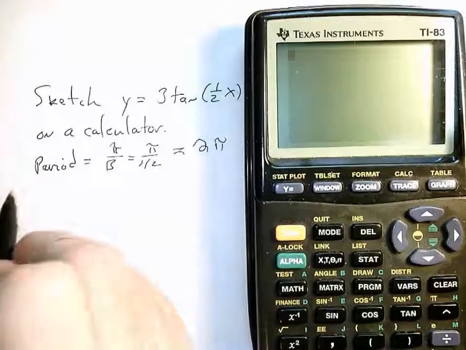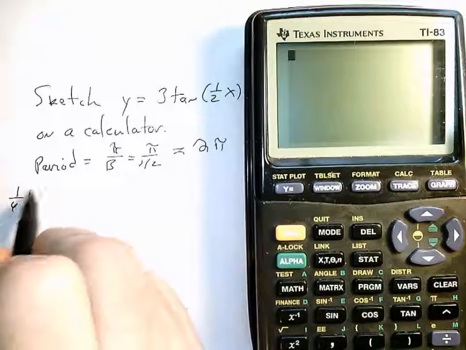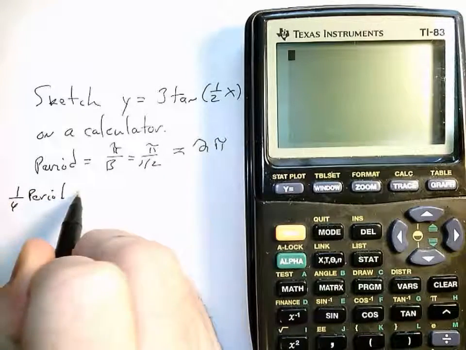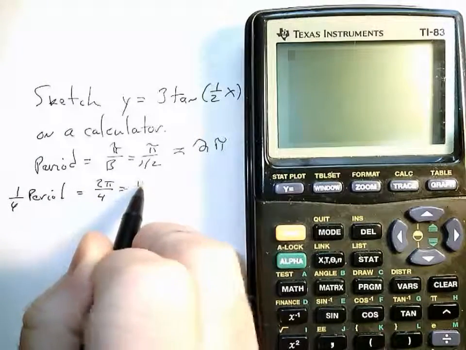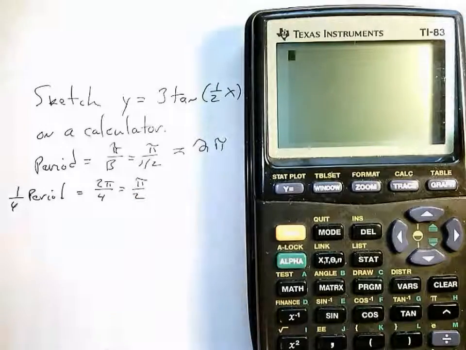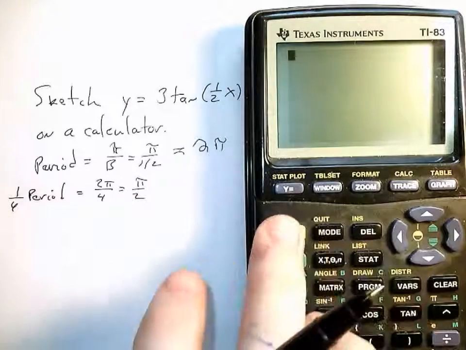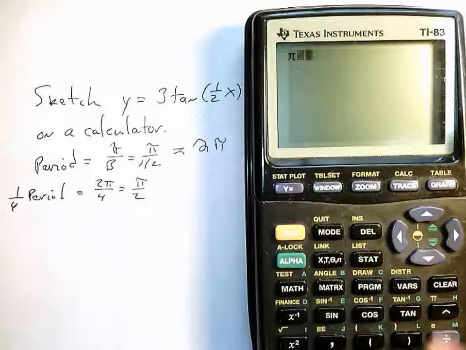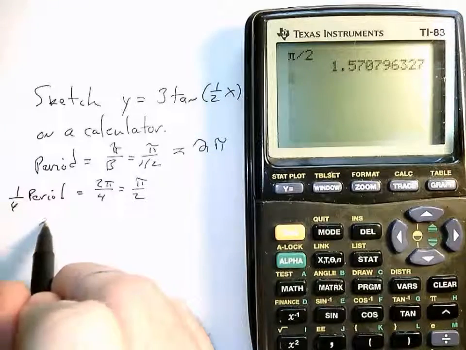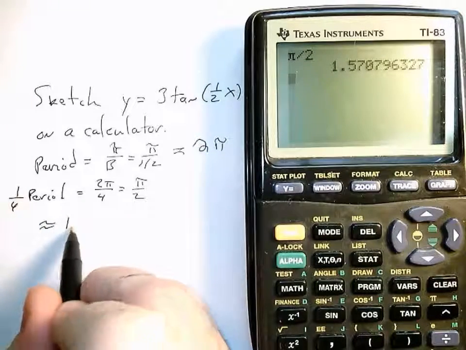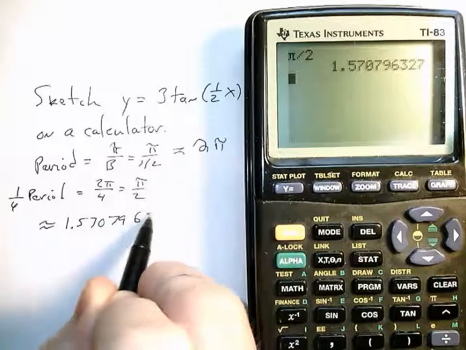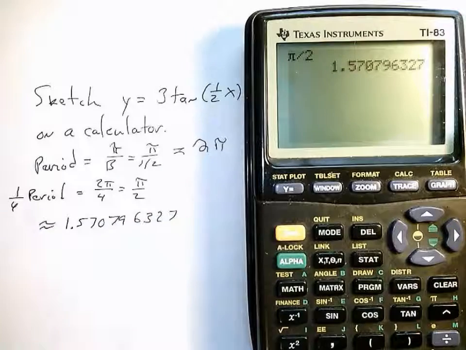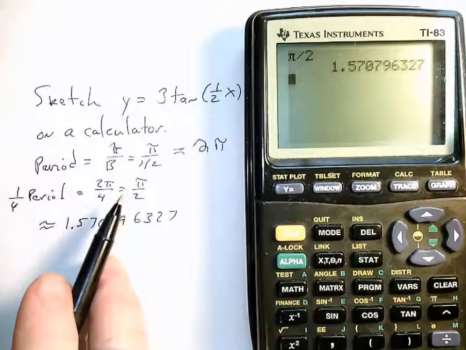pi. So 1/4 of my period is 2 pi over 4, which is pi over 2. And pi divided by 2 is about 1.570796327. Because a quarter of the period is pi over 2, that's going to tell me my tick mark.